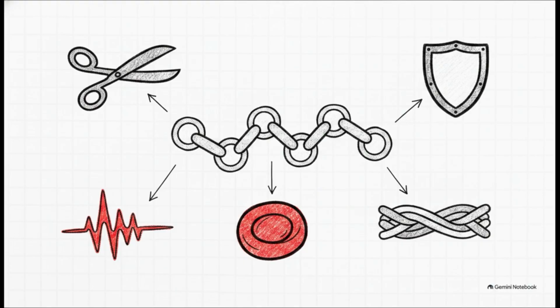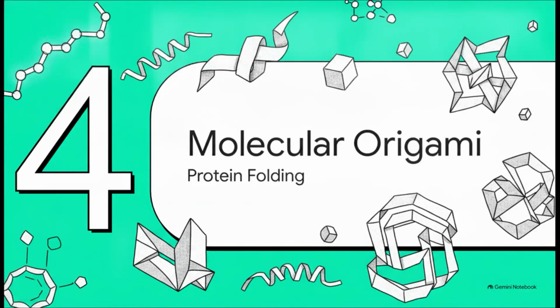They become the enzymes that drive our metabolism, the hormones that send signals, the hemoglobin carrying our oxygen, our defensive antibodies, and even the tough structural collagen, actin, and myosin that literally make up our hair, our nails, and our muscle fibers. Section 4, molecular origami, protein folding, turning chains into 3D machines.